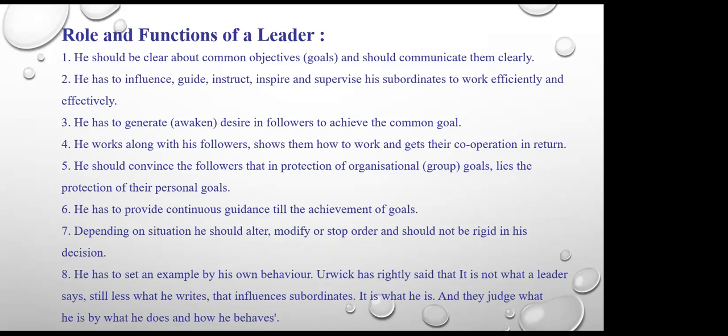And he has to generate, awaken, a desire in followers to achieve the common goal, which means he has to create a desire, which means the requirement or willingness, to achieve the common goal.